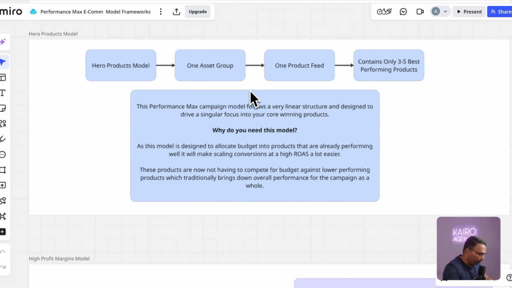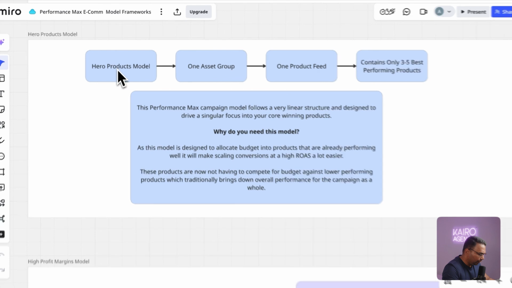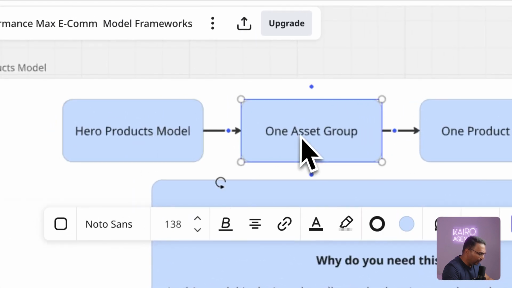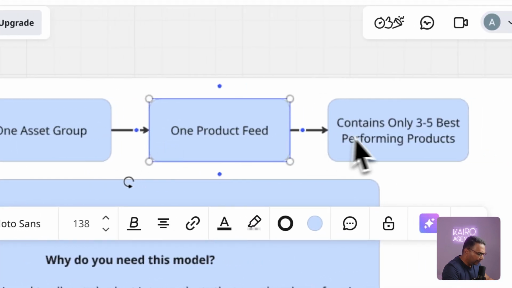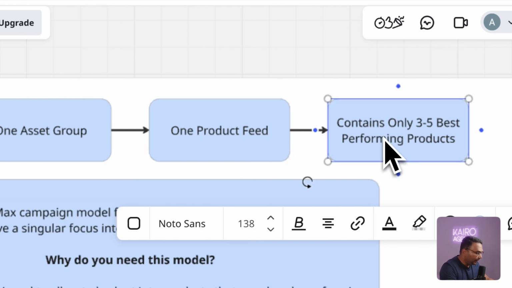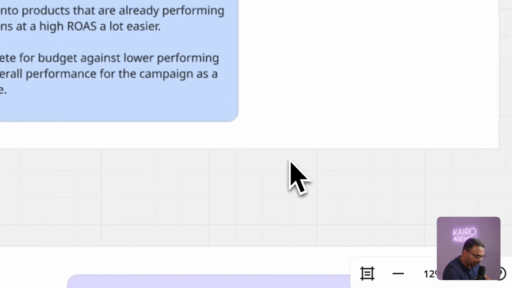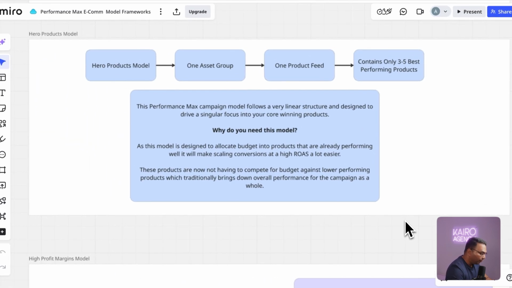The hero product model pretty much follows a linear structure. You're just going to have a campaign with one asset group, with one product feed, which is segmented into your winning products. Typically we define winning products as the products that sell the most, generate the majority of your e-com store's revenue, at your target ROAS or higher. If those products meet those 3 conditions, they should fall within the hero product definition and go within this campaign. In reality, this is going to be around 3 to 5 products. If it works out to more when you follow this approach, that's totally fine.